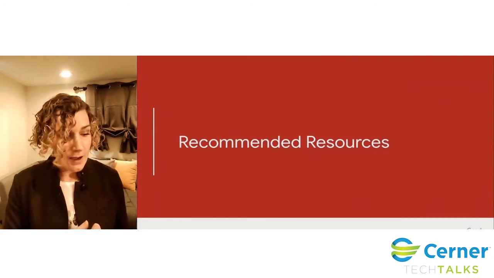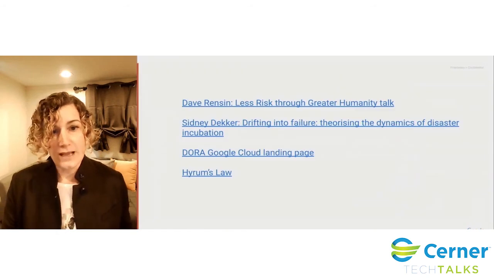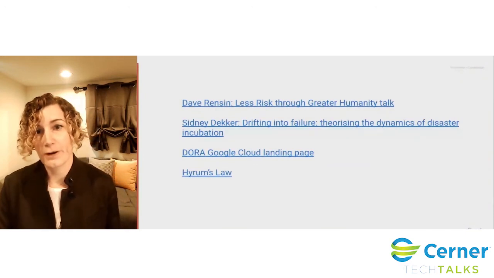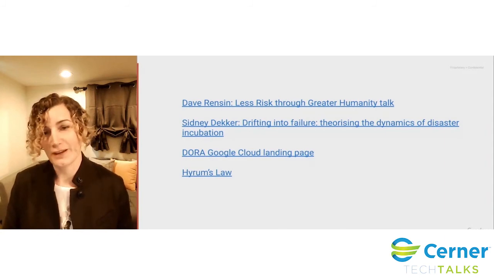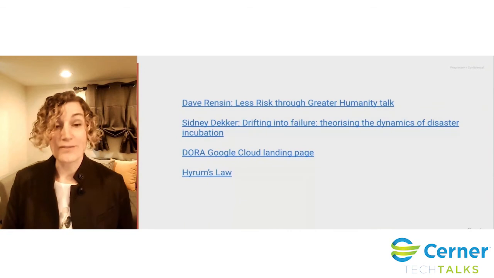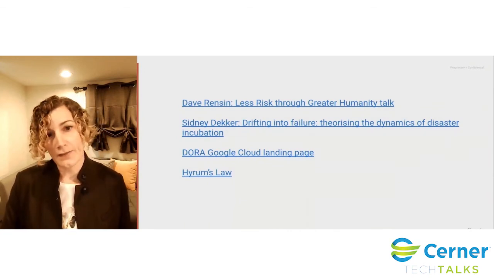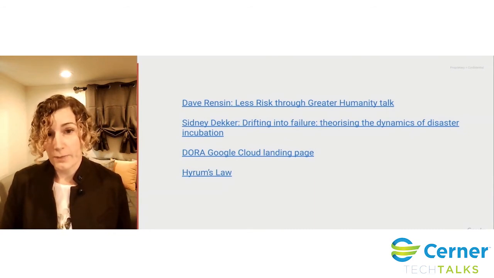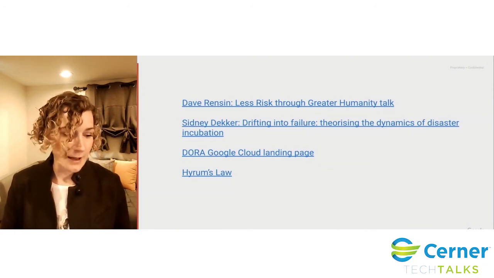So I pulled this content from a lot of different resources. I wanted to point out a few of them if anybody's interested. I will say that this talk is built on top of Dave Renson's Less Risk Through Greater Humanity talk, because I did assume that everyone listening understood that systems will fail, that you can't be perfect. If you have not watched that, please do. It's a great talk. It's on the CernerEng YouTube channel. The other thing I looked at was Sidney Dekker's paper, Drifting into Failure. It was a great paper. And then, of course, the DORA research is always great. And then, as I mentioned, Hyrum's Law.